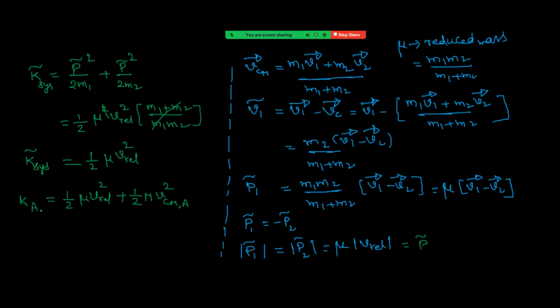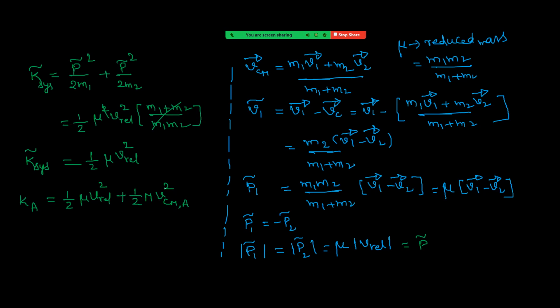Suppose A stands for the ground frame. Then this is the speed in the ground frame, meaning speed of the center of mass in the ground frame, plus the kinetic energy in the center of mass frame. Sum of these two will give us the kinetic energy in that frame. And if you observe carefully, if A stands for the center of mass frame, then the velocity of the center of mass in the center of mass frame is 0.